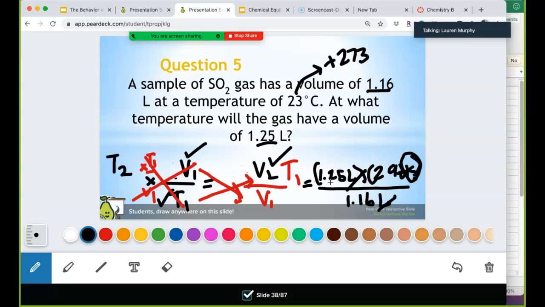So 1.25 times 296 divided by 1.16. Sig figs. This is multiplication and division, so you use the one with the least. This is 3, this is 3. I do realize that this is 2, but you didn't plug 23 in here, you plugged 296 into here. So 3, 3, 3, your answer should be 3.